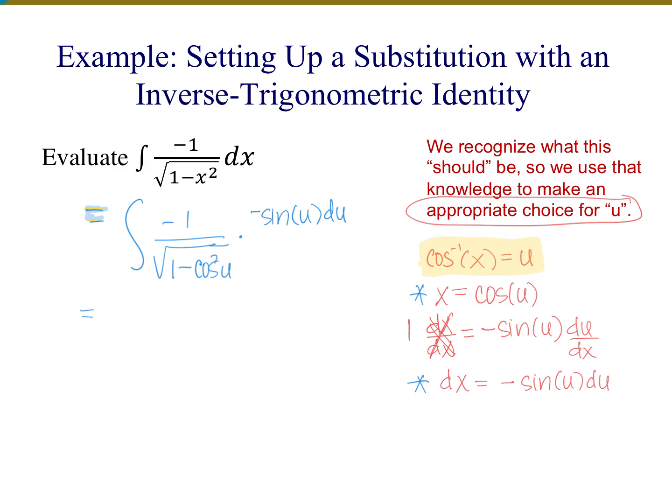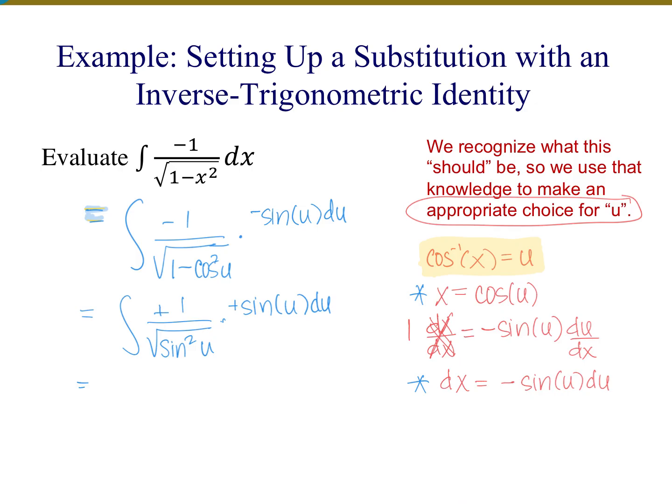What can I do next? 1 minus cosine squared is sine squared. So this becomes the square root of sine squared u times the negative sine of u du. What's next? And you can cancel out the two negatives. Okay, I can take the two negatives and make them positive. What else? Just becomes sine squared in the denominator.